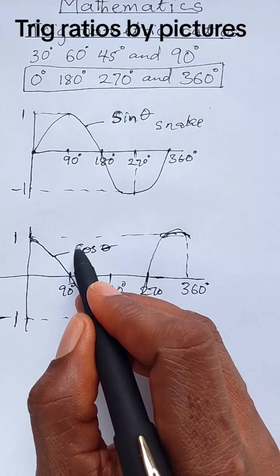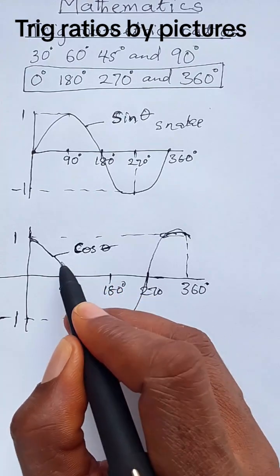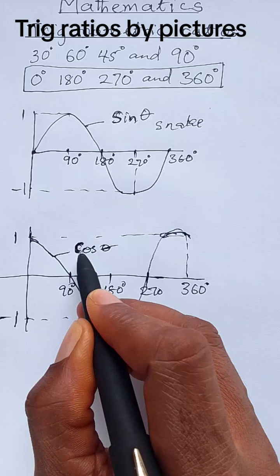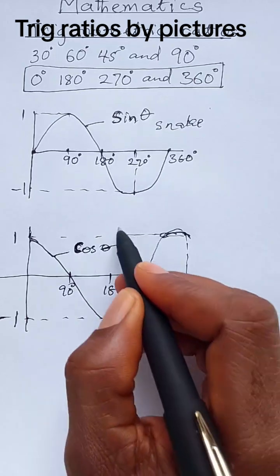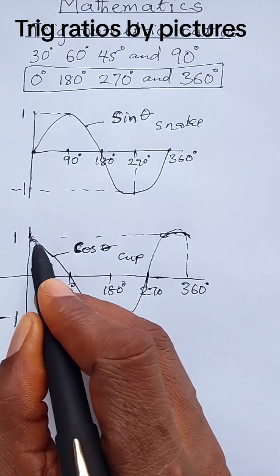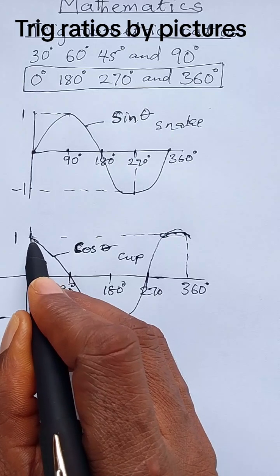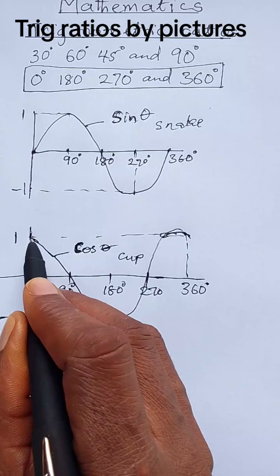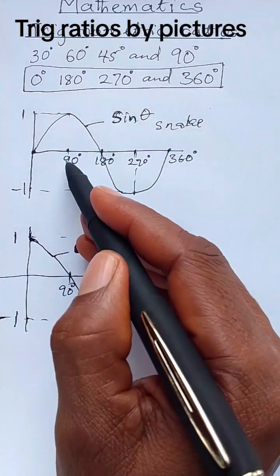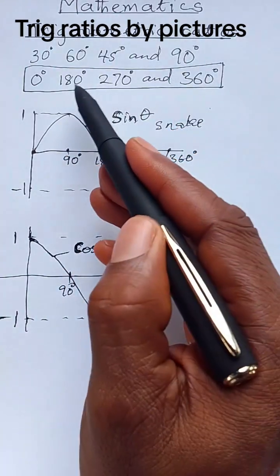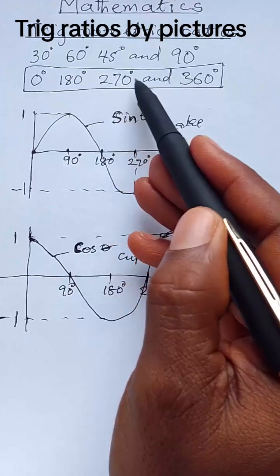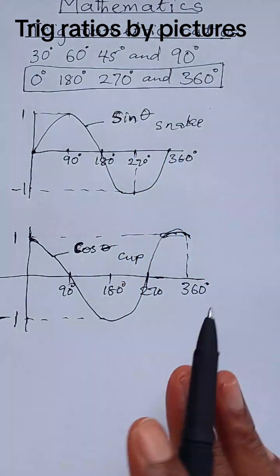And as a reminder, for you to also remember that this is the cosine graph, associate this C in cos to cup. When you associate it to cup, you don't keep your cup on the floor. It has to be on a platform above the ground. That is why the cosine graph is starting above the ground. So with this, you can easily evaluate the trig ratios of 0, 180, 270, and 360 degrees.